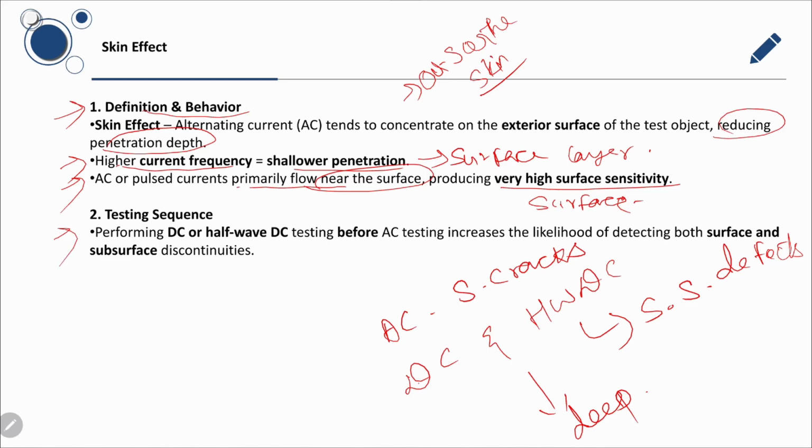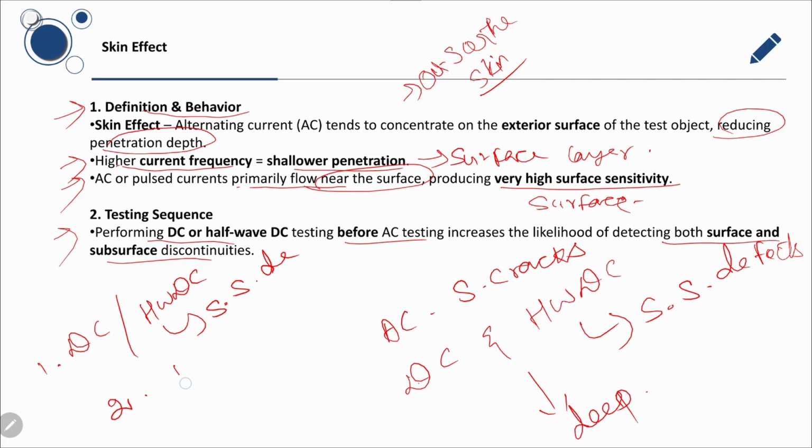The next one is testing sequence. Perform DC or half wave DC first, followed by AC testing. It ensures both surface and subsurface discontinuities are found. The first step is to use DC or half wave DC. These currents penetrate deeper. They are effective in detecting subsurface discontinuities that may lie beneath the surface.